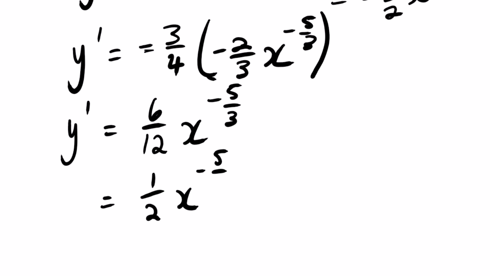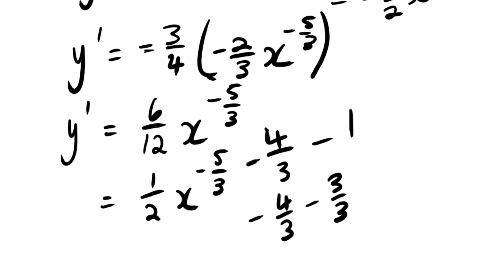Let us try it one more time. Let's say negative 4 over 3 minus 1. So it's negative 4 over 3 minus 3 over 3. Then we can see that we have common denominator, so negative 4 minus 3, it's negative 7.